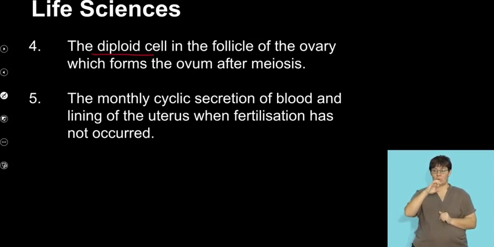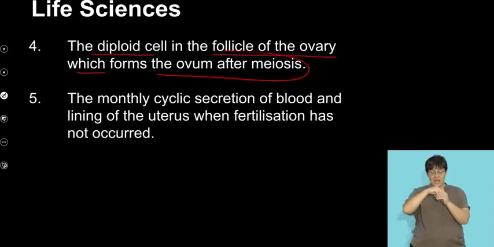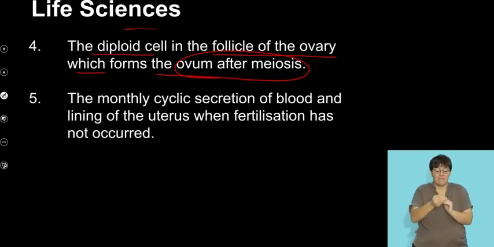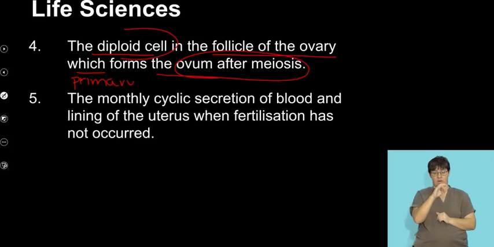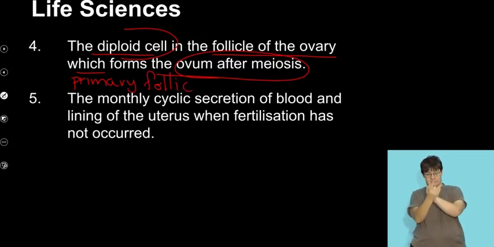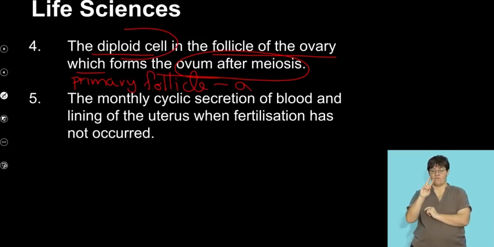The diploid cell in the follicle of the ovary, which forms the ovum after meiosis. So again, the diploid cell in the follicle of the ovary. So this would be pointing to the primary follicle, and that is what develops and will become what we refer to as the ovum, or release an ovum around ovulation.